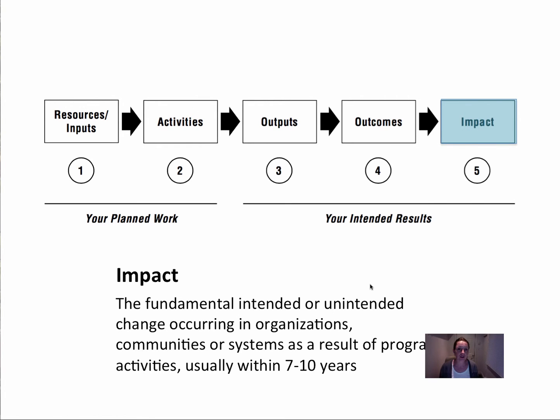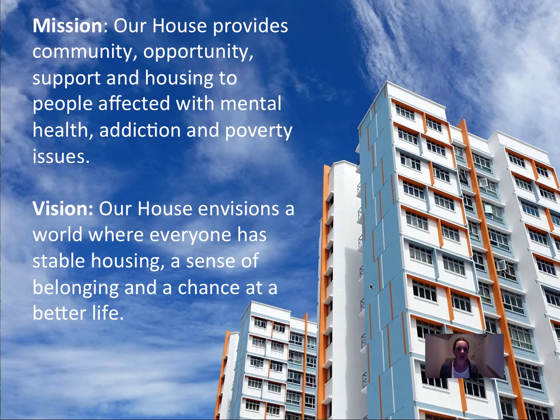Let's see if we can better understand this using an example. Our House is a Toronto charity that I've worked with. They're fabulous. They are a charitable social enterprise, which means they engage in the market. They are a social landlord. They buy buildings. They rent out apartments in those buildings for money to people, but they do so for a social purpose. In this case, they rent out apartments only to people who are, all three, coping with mental health, addiction, and poverty issues.